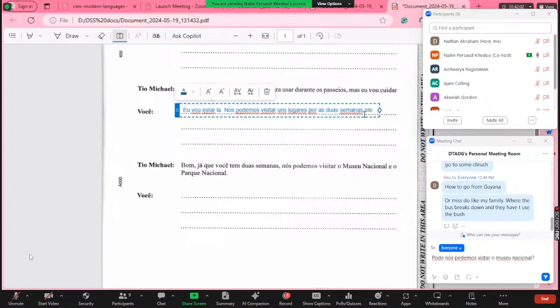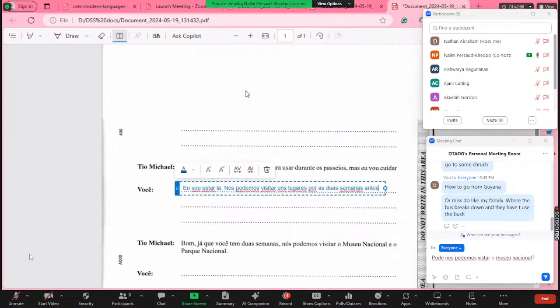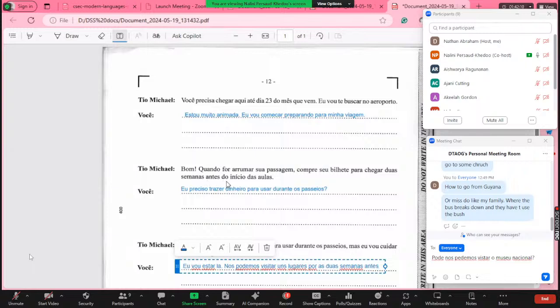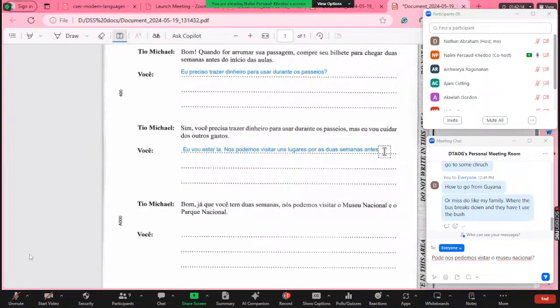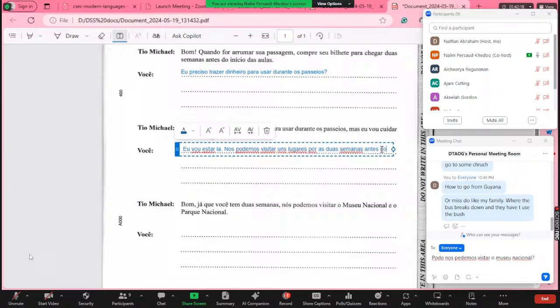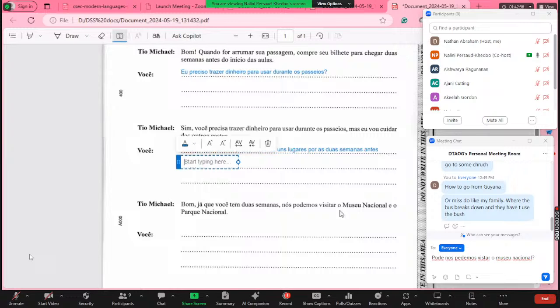And before. Look here. Antes do início, before. I gotta come back here. Before the... Let me see where. Antes do início das olas. Okay, I need to come into the next line here. Antes do início das olas.